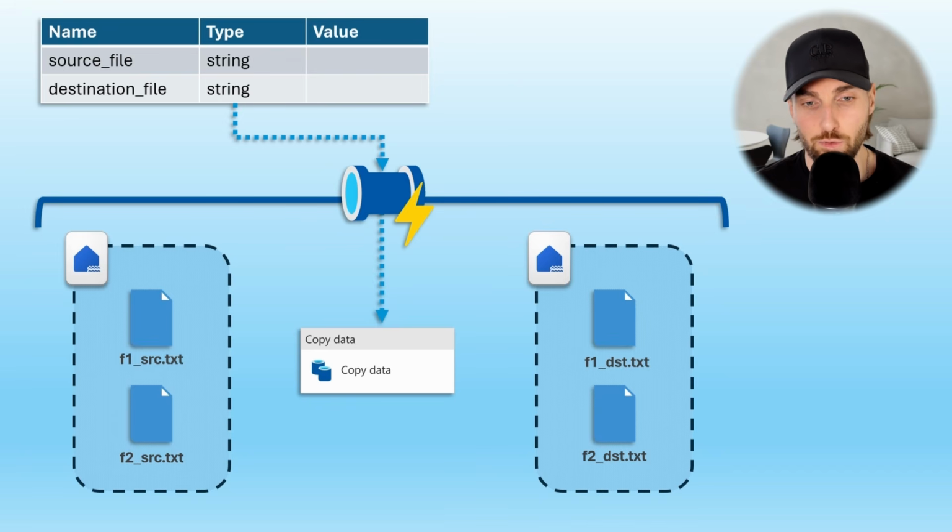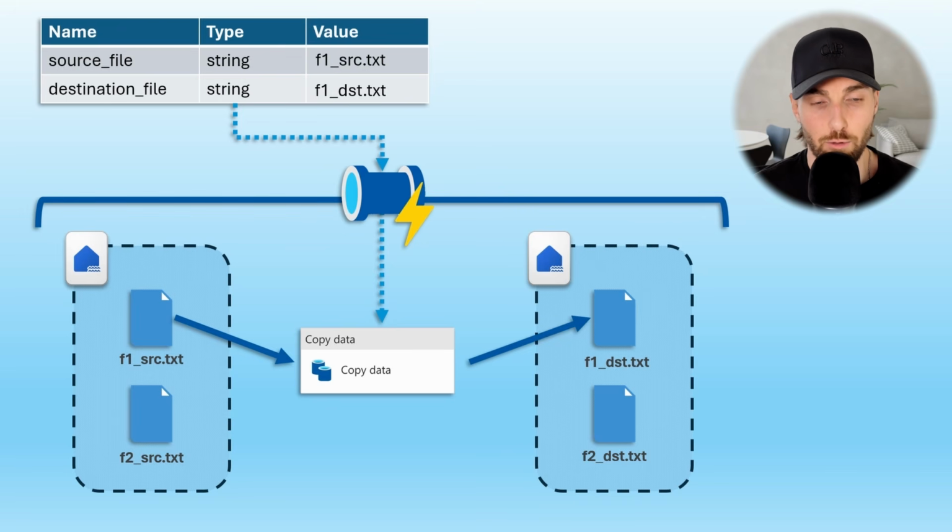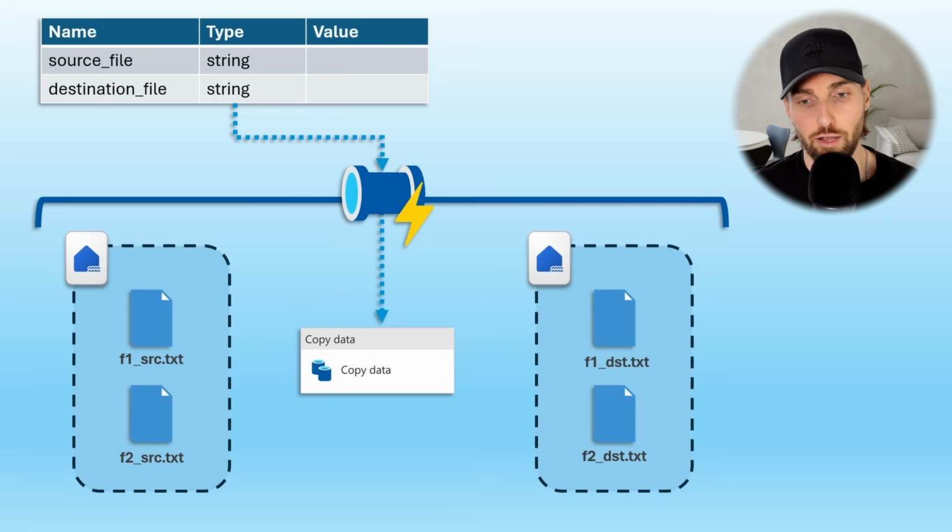Then we can pass down these parameters from the pipeline level to the copy activity and use these parameter values to dynamically decide which file to copy. For example, when running the pipeline, if we add the string f1 source.txt to the source file parameter and f1 dst.txt to the destination file parameter, we would be able to copy the f1 source file from our source lakehouse to our destination lakehouse with a different name. And by running this same pipeline again and changing the parameter values, we would be able to copy the other file as well without doing any modification to the pipeline itself.